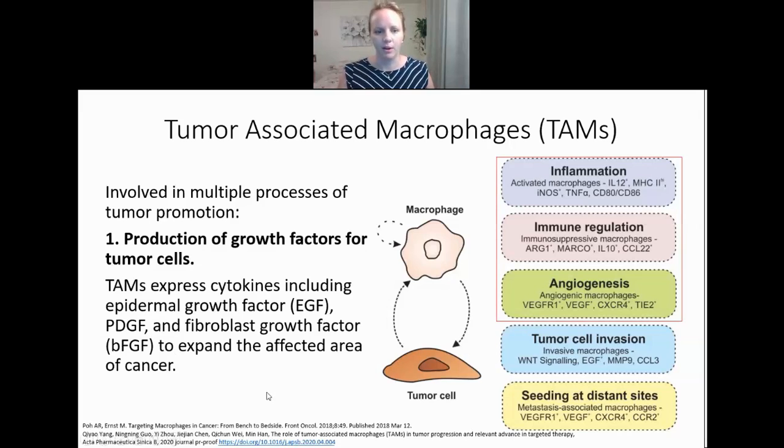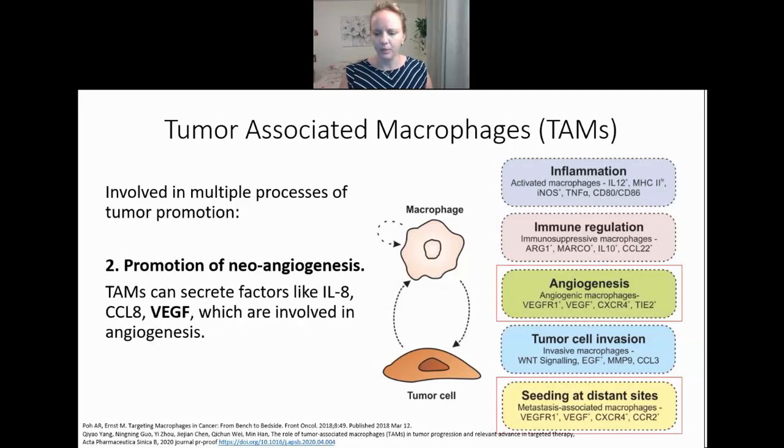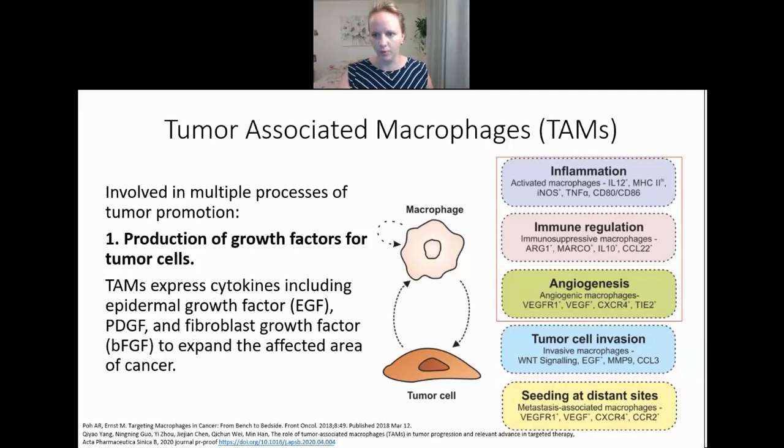Macrophages promote and express cytokines and growth factors to enhance tumor growth. Epidermal growth factor, platelet-derived growth factor, and fibroblast growth factor are all cytokines involved in tumor growth, as well as angiogenesis and anti-inflammation.